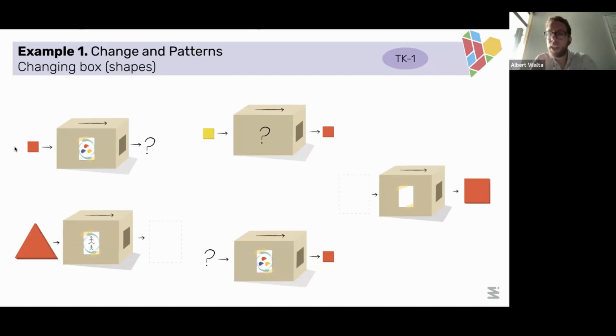And now a thing that you can see, and all these boxes work the same way, is that it is key that within the same activity or in different activities that you do with your kids in TK first grade, you change the position of the question mark. You should not always ask for the output. Sometimes you would ask for what is the change, as in the second example here, the one in the top middle, right? It is a yellow little square that is going in and a red little square that is going out. What was the change? What is the box doing?